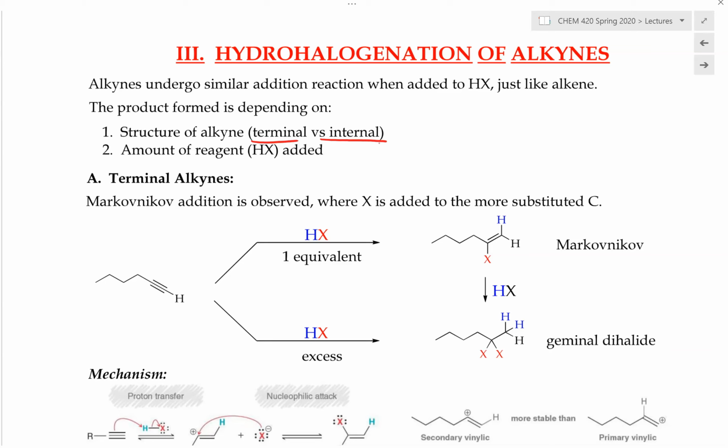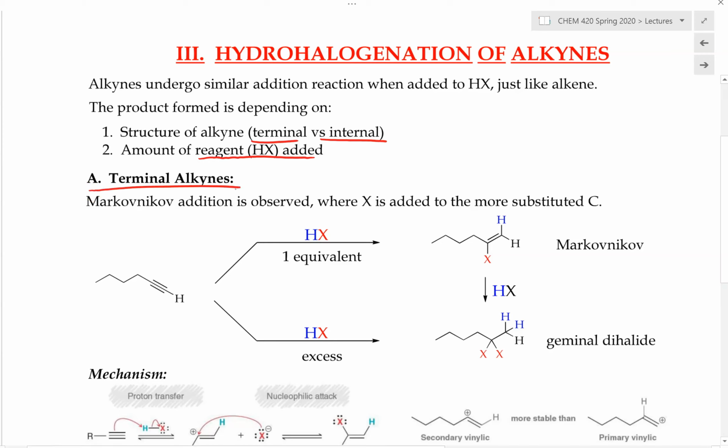And second, different products can also be formed based on the amount of reagent that we use in this reaction. Because if we add too much reagent, it can react with the alkyne twice, and therefore convert that into the other products. And now let's talk about the reaction first. So let's talk about the terminal alkyne. What happens when we have terminal alkynes?